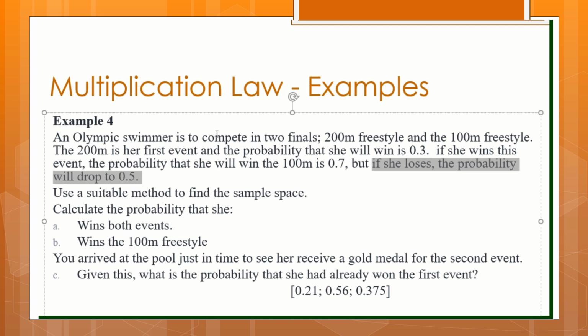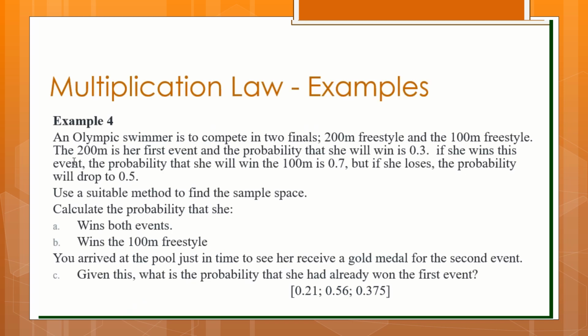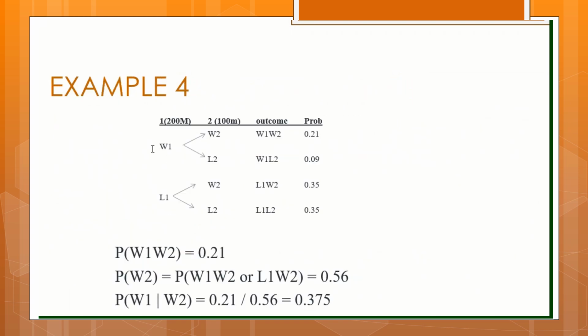Okay, so now the first event is 200. Okay, and she will win is 0.3. So the first event, what's the probability that she will win? She will win is 0.3. So here you need to put 0.3. This will be 0.7. Okay, what's the probability she loses? So we go back. If she wins this event, the probability that she will win the 100-meter is 0.7. But if she loses, the probability will drop to 0.5. Okay. So now, if she wins is 0.3, here will be 0.3, here will be 0.7.